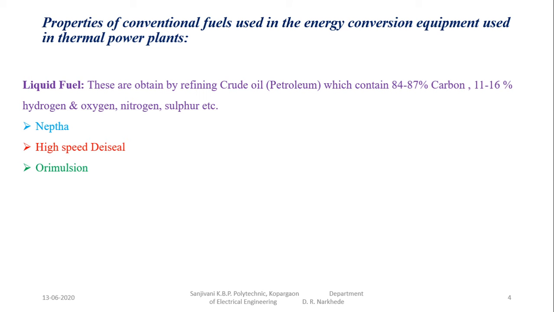Okay, but its sources are limited. This is found only in Venezuela. Then next is the gas turbine fuel oil. It is a low sulfur fuel and it is cheaper than high speed diesel. However, the gas turbine using this fuel needs more frequent maintenance. It is being widely used nowadays.